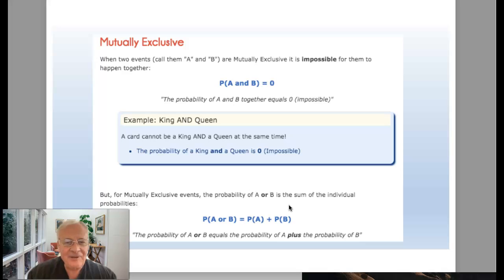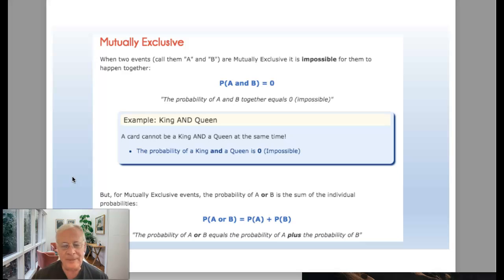Guys, when two events, let's call them A and B, are mutually exclusive, it's impossible for them to both happen at the same time. So the probability that A and B happen is 0. The probability that you get a king and a queen, as an example, at the same time, is 0. But the probability of A or B, you add up the two. We talked about that.